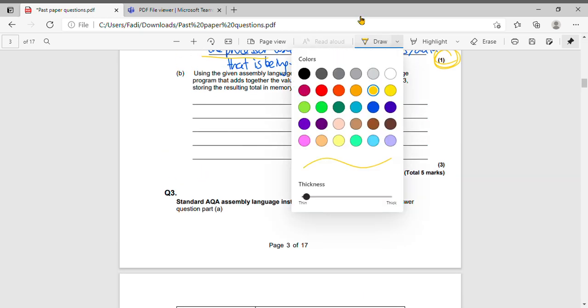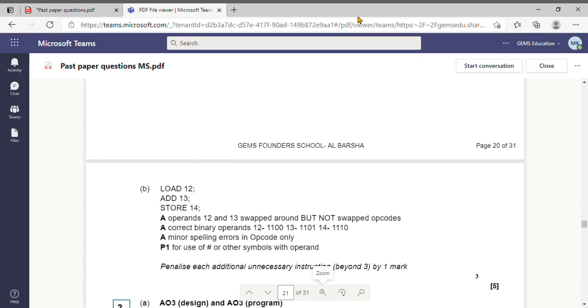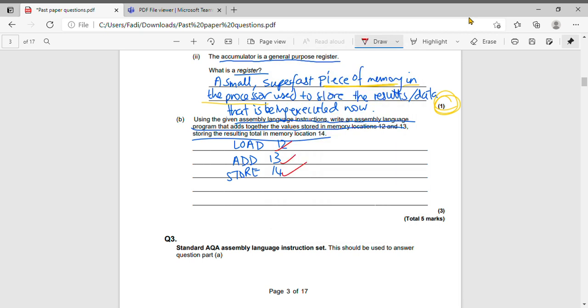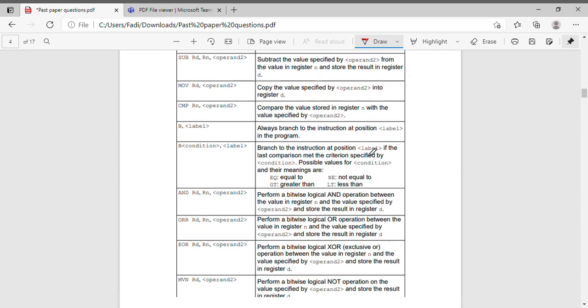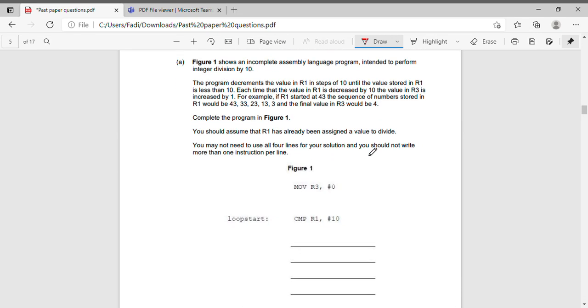Using the given assembly language instructions, write an assembly language program that adds together. So, load 12, add 13, store 14. Yep, so that is right. We can just tick all 3 of them. And we got that. So let us carry on. Okay.